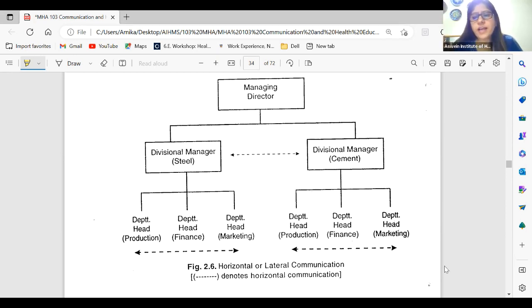Whereas in the right side, you can take the example of upward, the top to bottom to top approach. But the two departments, the cement department and the steel department, also need to join hands. So when these two departments have interdepartmental communication to reach the goals of the organization or to follow the action plan, it is known as horizontal or lateral communication.